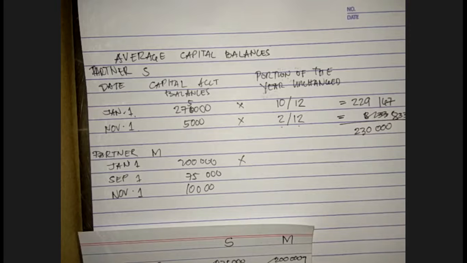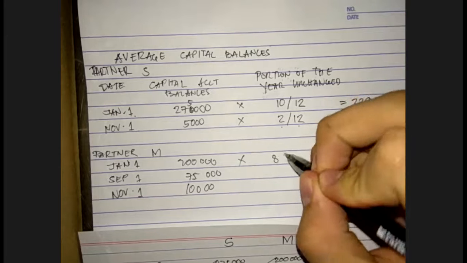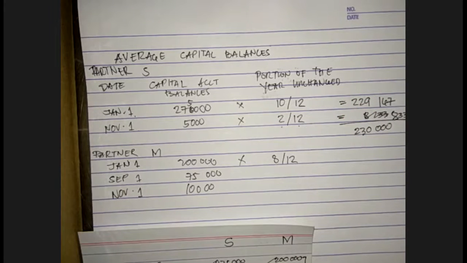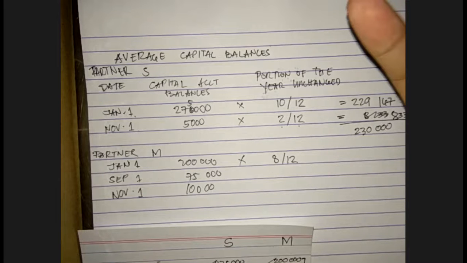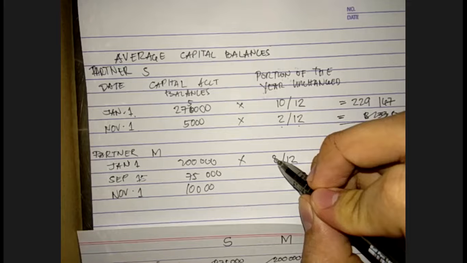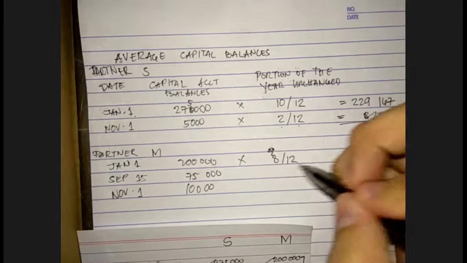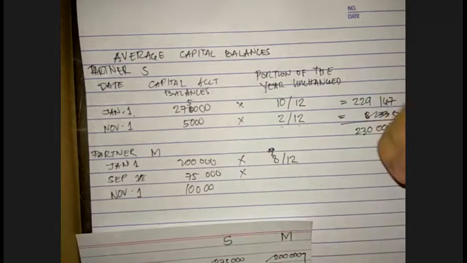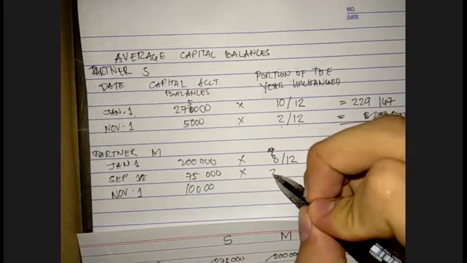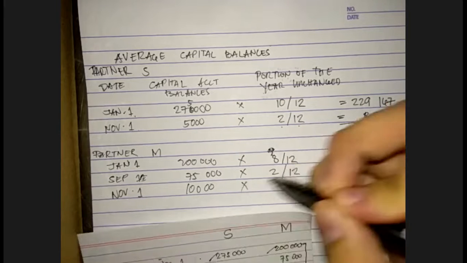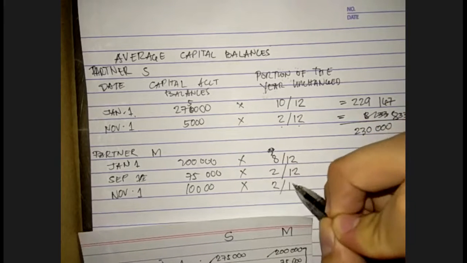January, February, March, April, May, June, July, August, September. Hindi, 8 lang. 8 over 12. Be cautious sa date. Pag sinabing September 15, kabilang na siya sa pagbibilang ng year. Kung September 15 or 25, ang portion of the year unchanged natin dito magiging 9 na. Ayan. And sa September to November, meron tayong 2 months na hindi nagalaw. And ganun na rin kay November to December na 2 over 12.